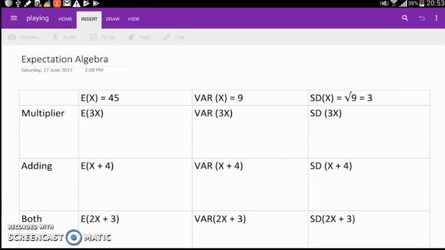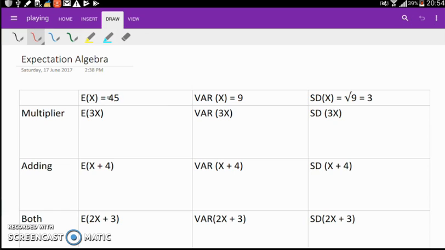This tutorial is the third of a set of tutorials about level 3 probability distributions. In this tutorial we're going to look at expectation algebra and what happens to the expected values, variances and standard deviations when we multiply the x value by a certain amount or add a value to the x. So we're going to start with all the expected values first.